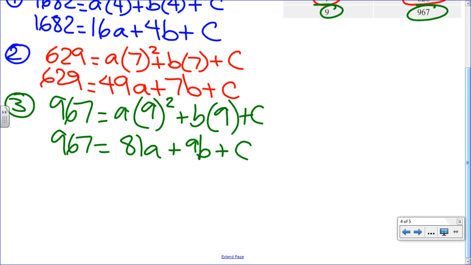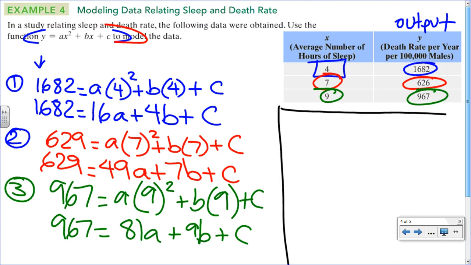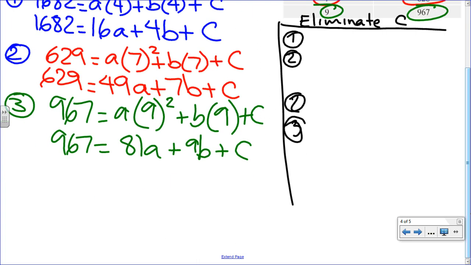So just quickly, what do you guys think is the easiest variable to eliminate? C. All the coefficients are 1. So you can take equations 1 and 2, and then you could take 2 and 3, and eliminate c. Then you will find a or b, and then after that you will do substitution.